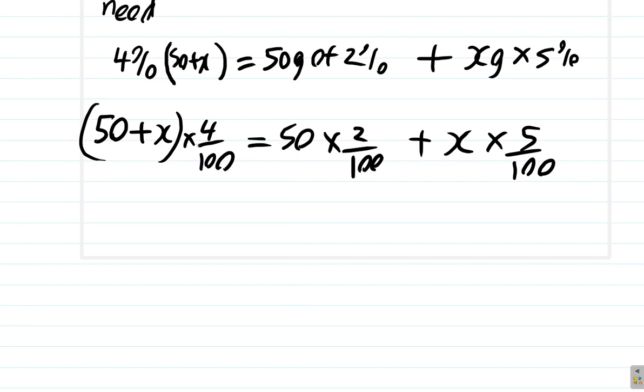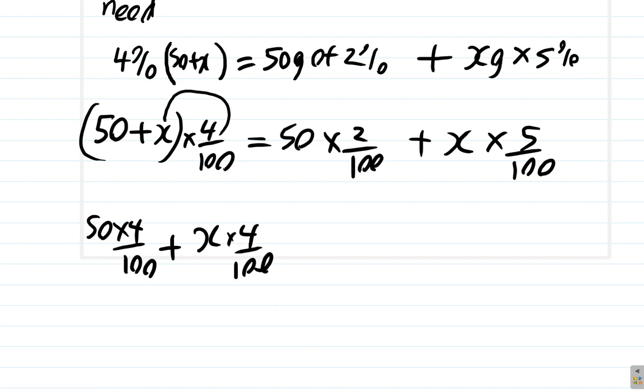Now, let's multiply out 4 out of 100 times 50. So it's 50 times 4 over 100 plus X times 4 over 100, because we multiply the 4 out of 100 by X, equals 50 times 2 out of 100. But if we cancel down, 50 into 50 is 1, 50 into 100 is 2, 2 out of 2 is 1, so we get 1, plus X times 5 out of 100.